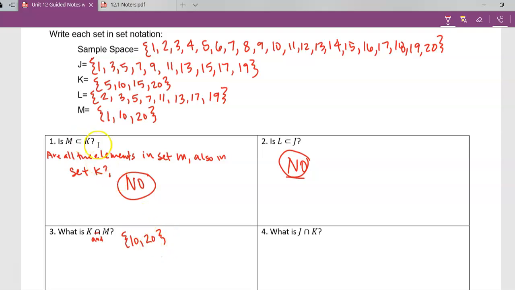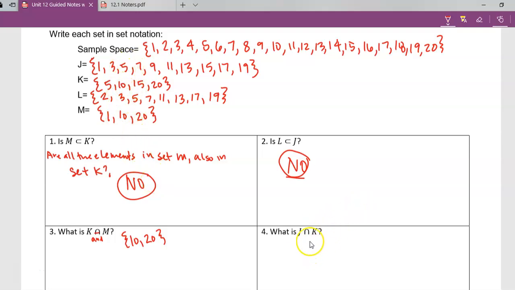Okay. 10 is in set K and set M. 20 is in set K and set M. 1 is only in set M, not M and K. 5 is only in set K, not both, right? And same with 15. So it's only the ones that are in both.